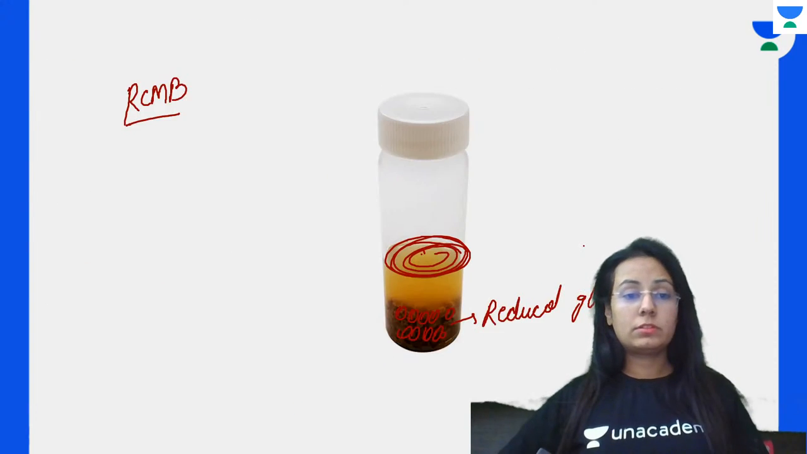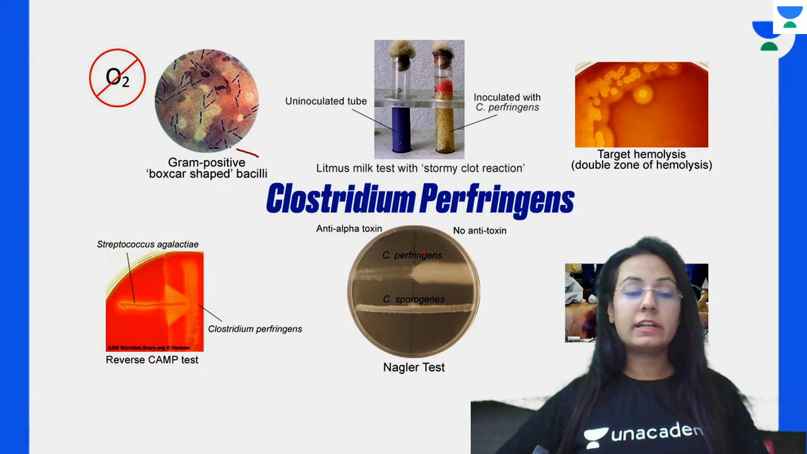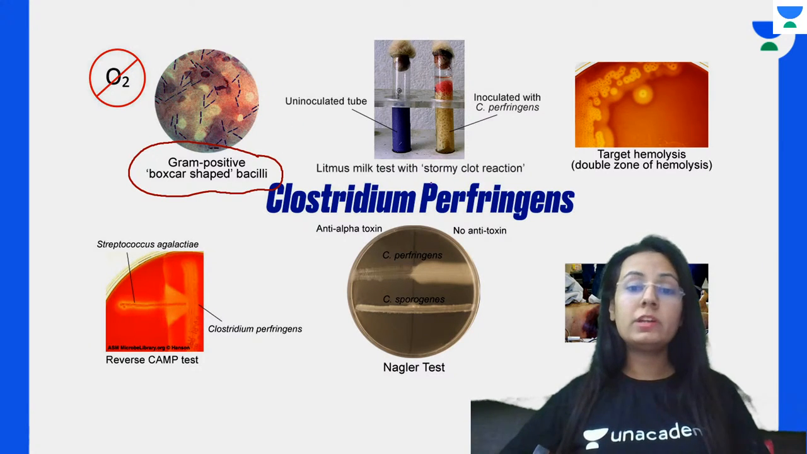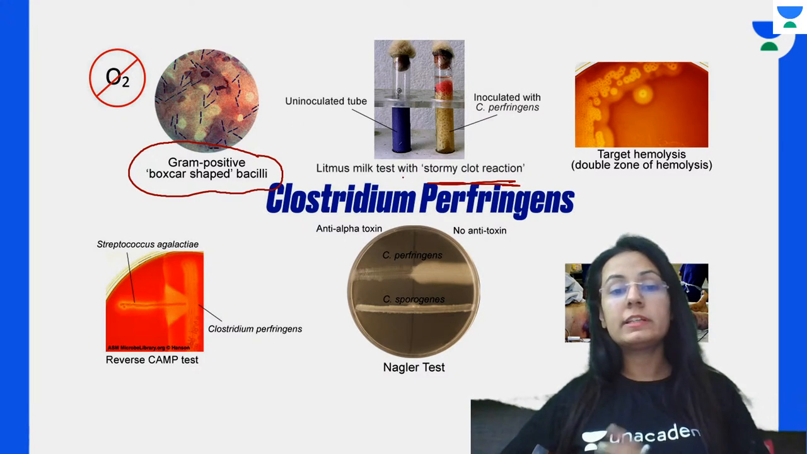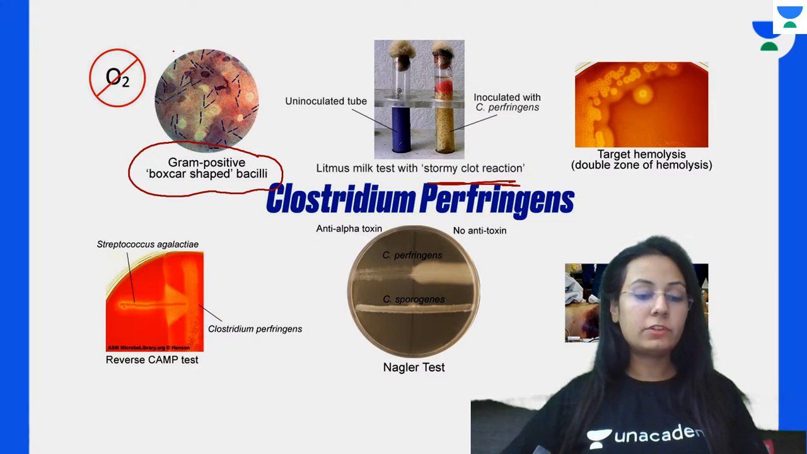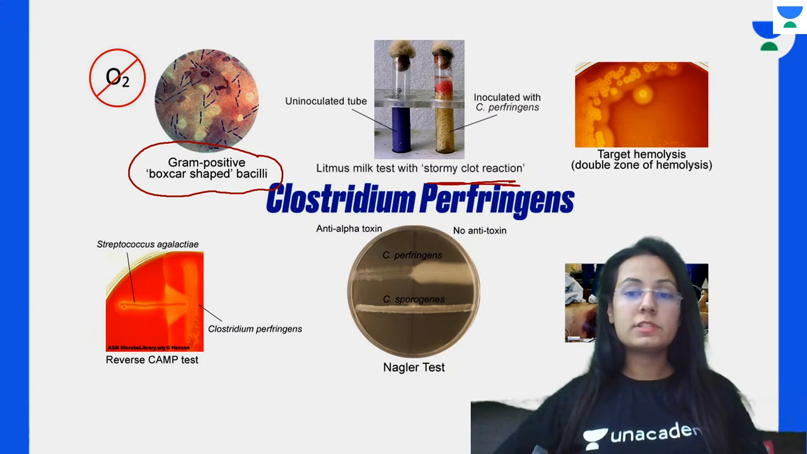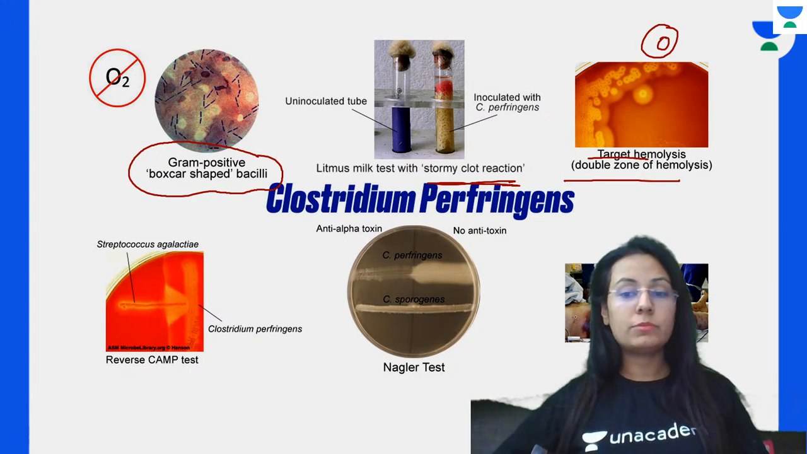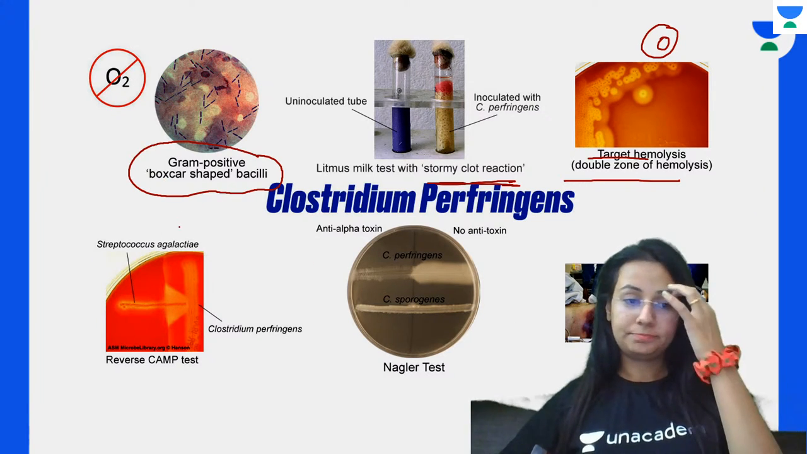All right, so Clostridium perfringens is what, again? Gram-positive bacilli, and they show the stormy clot reaction in the litmus milk test. Now, what is that? When we talk about food poisoning, we have already discussed that they show target hemolysis or double zone of hemolysis, and they are responsible for causing gas gangrene. Nagler's test and the reverse CAMP test we'll see further.